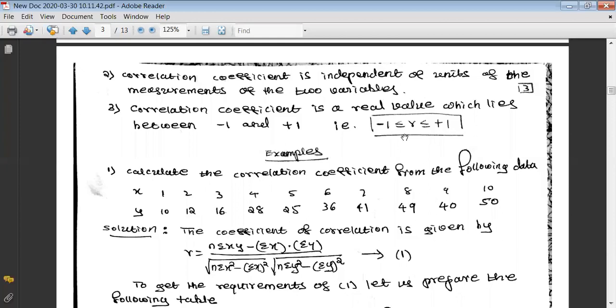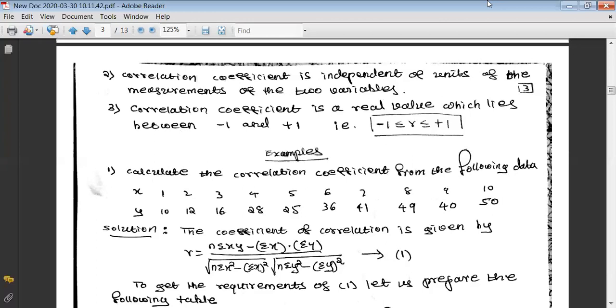Whenever we calculate the correlation coefficient using the formula we explained earlier, if by mistake you calculate the value of R as either less than minus 1 or greater than plus 1, that is an indication that you have committed some mistake. It gives you a chance to look at your calculation once again. That is a very important use of this property, that the value of R lies between minus 1 and plus 1.